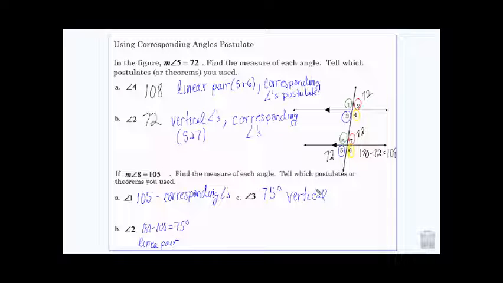So our path here, we were given 8, which was the same as 1. We used 1 to find 2 by subtracting from 180, and then 2 and 3 were the same. So I went straight from 2 to 3 because they're vertical. So that was our path we could take.